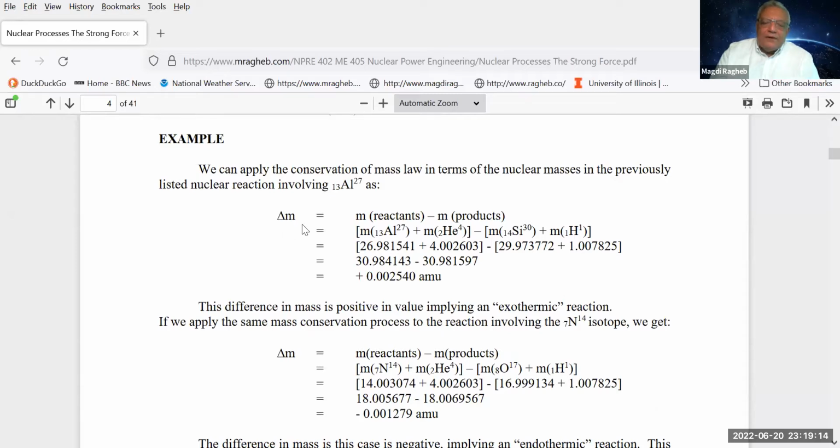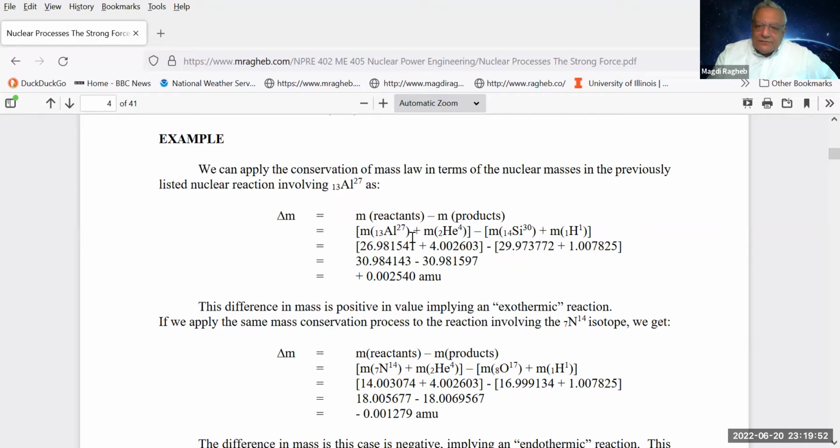So let us go to the 2 reactions that we wrote earlier as an example for measuring the delta M. We define the delta M, or the change in mass in nuclear reactions, as the mass of the reactants minus the mass of the products. In the first reaction, where an alpha particle interacts with aluminum 27, that would be the mass of the aluminum 27 plus the mass of the alpha particle as reactants, minus the mass of the product silicon 30 and the mass of the proton, or the hydrogen nucleus, in that case. Notice that we are using the nuclear masses right here.